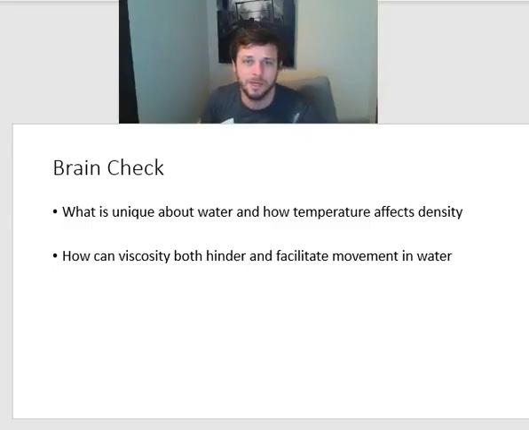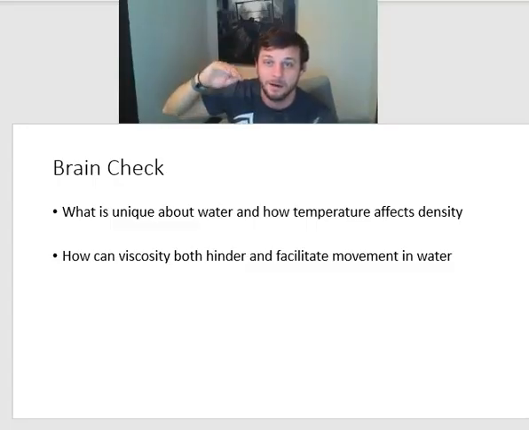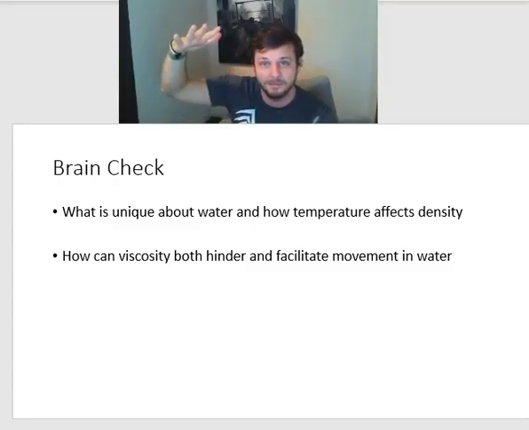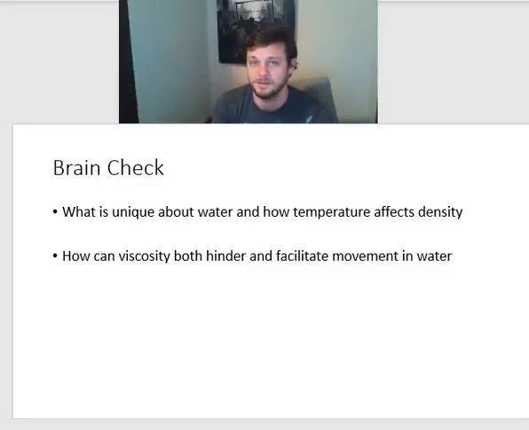All right, so brain check. What is unique about water and how temperature affects the density? How can viscosity both hinder and facilitate movement in water? So as water gets hotter, it gets less dense. As it gets cooler, it gets more dense, down to 4 degrees Celsius. And then anything below that, it gets less dense. And then it's ice, which floats.